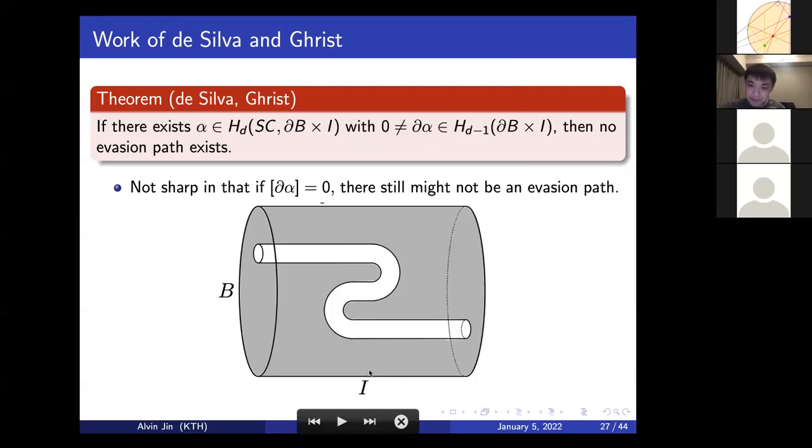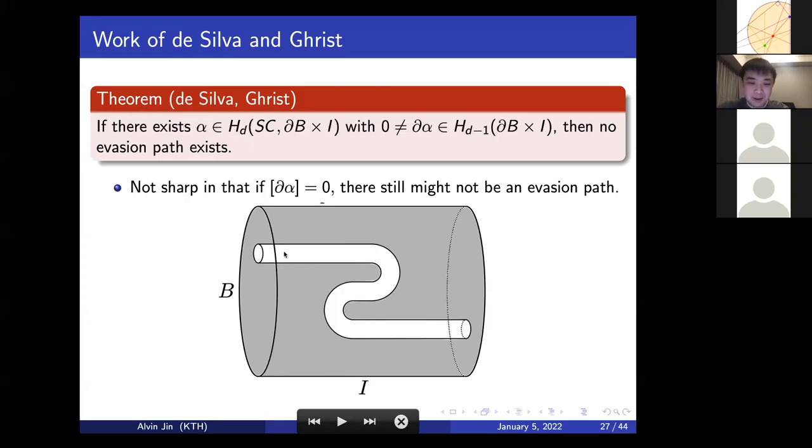So another thing that they were concerned with is that even if there's a hole going around in the boundary, there still might not be an evasion path. What do I mean by that? If you look at this path here and I follow it, I have to go back in time to avoid the covered region, the gray region. Remember, left to right is going forward in time.